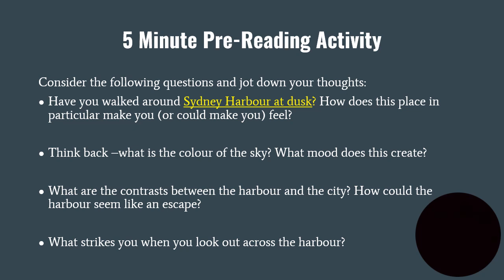As we've previously talked about when we examine texts, color reflects mood and atmosphere. Sometimes we look at the color of the sky, but we don't necessarily engage with what mood is being conveyed. But if you think back to a time you could have been in Sydney Harbour at dusk, with the color of the sky, what mood has been conveyed to you?